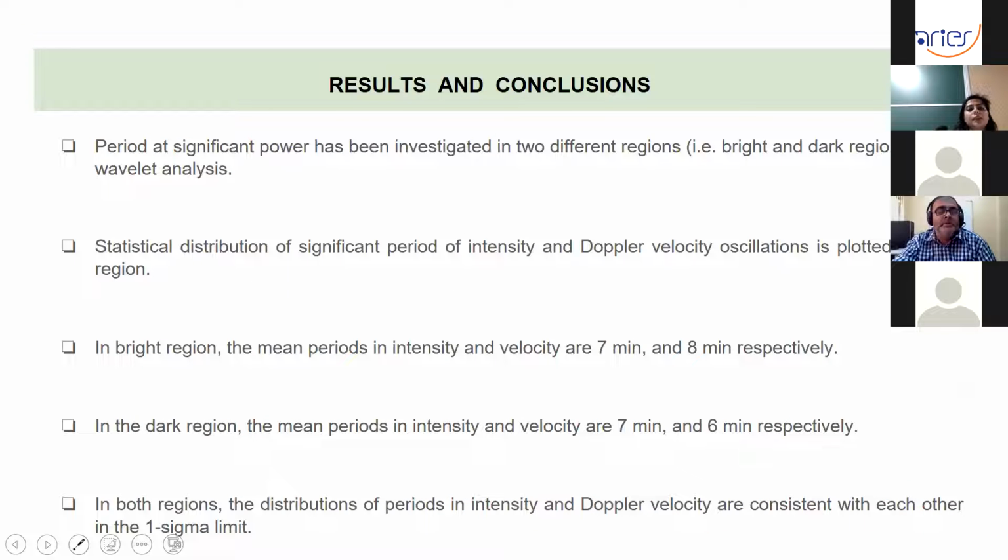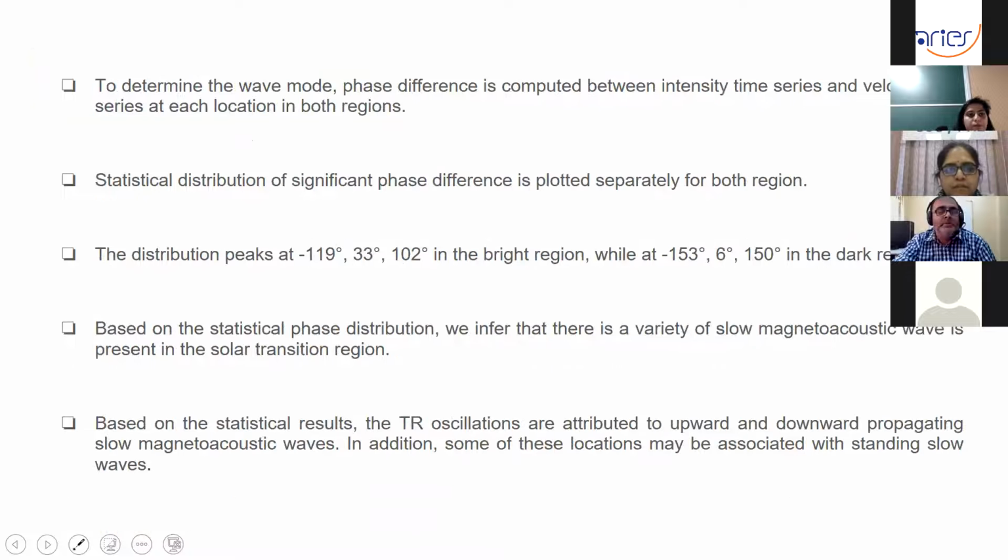Now comes the result and conclusion. We have analyzed period in 2 different regions, bright and dark region. After that, we have plotted the statistical distribution of intensity and velocity oscillations, and on the basis of these distributions, we have found the mean period. And in both regions, the mean period in velocity and intensity are consistent with each other.